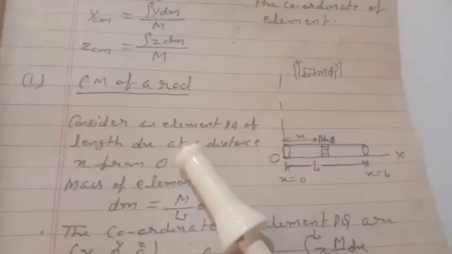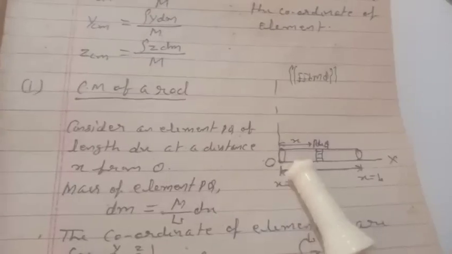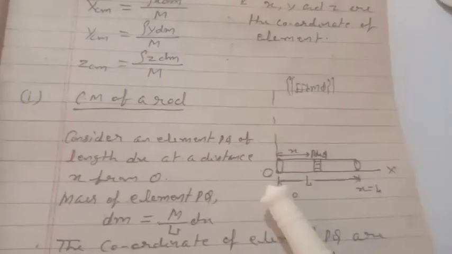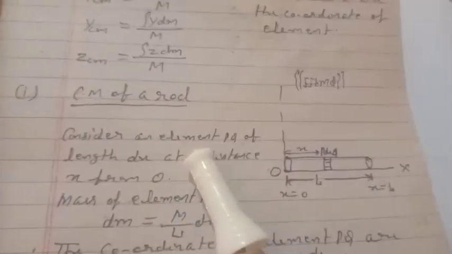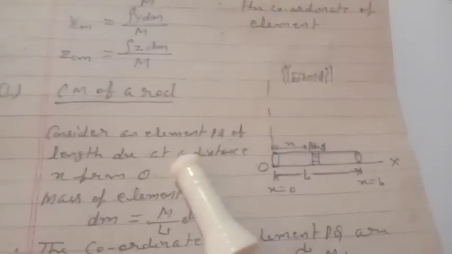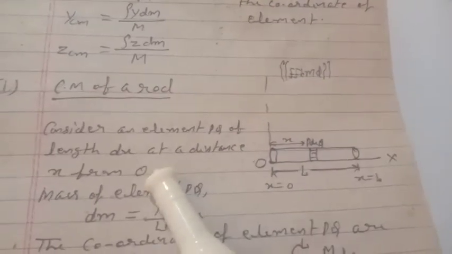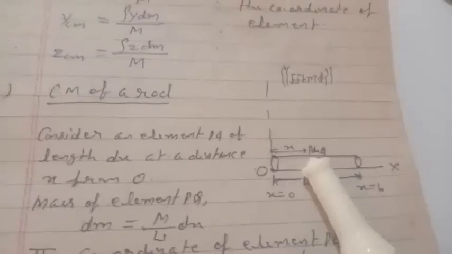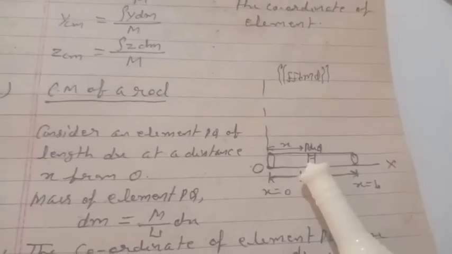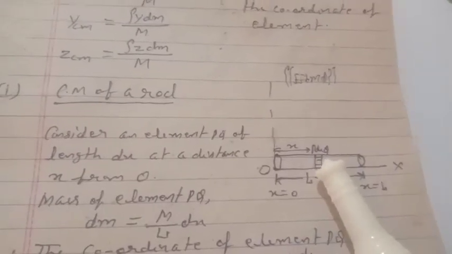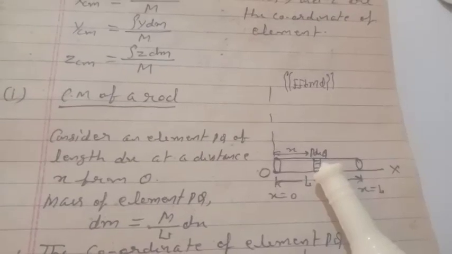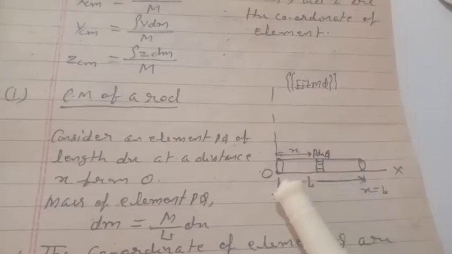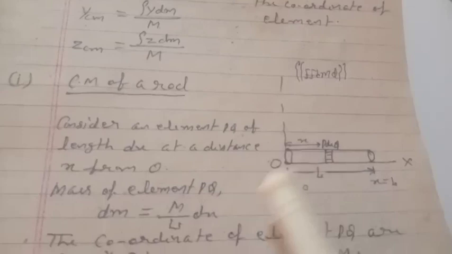Center of mass of a rod. Consider a rod placed on the x-axis with one end at the origin. Consider an element PQ of length dx at a distance x from the origin O. Here we are considering a rod of length L, and the element is at a distance x from the origin.